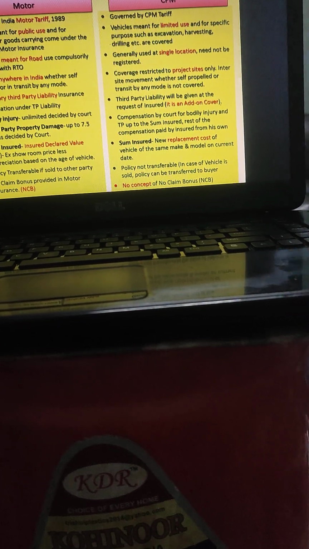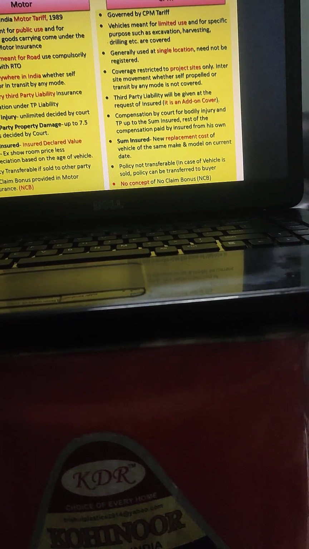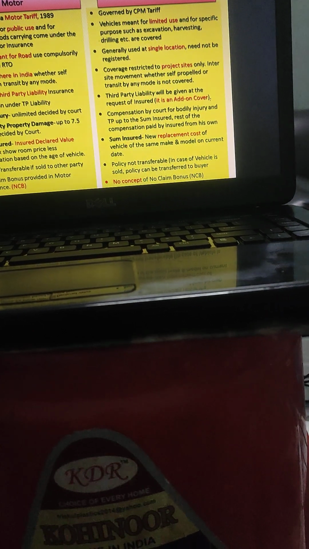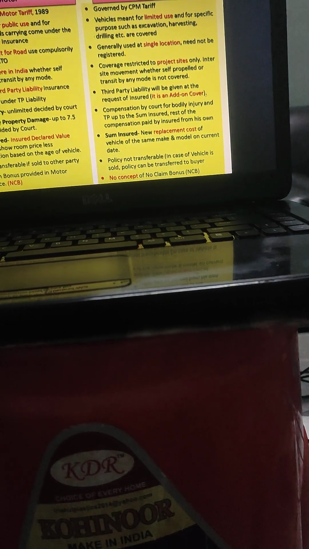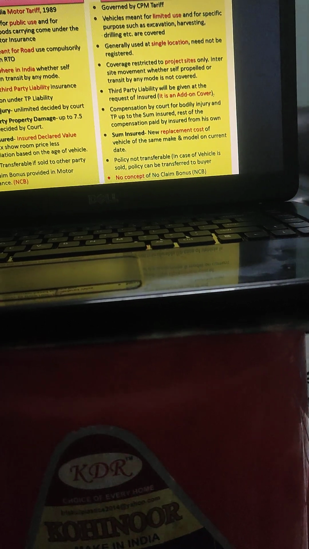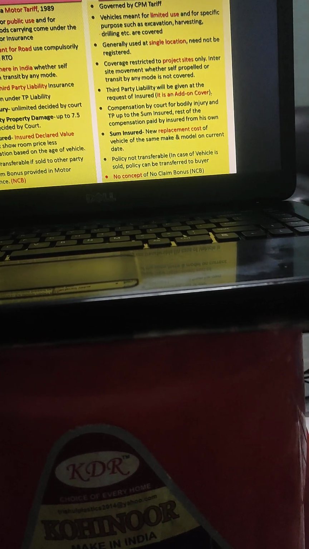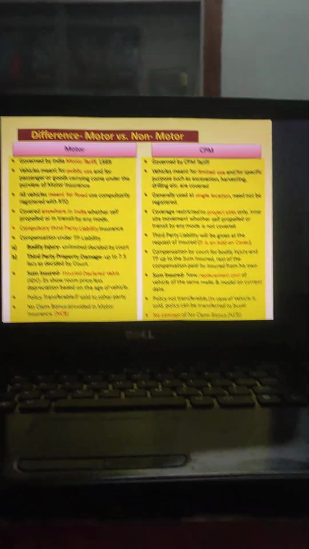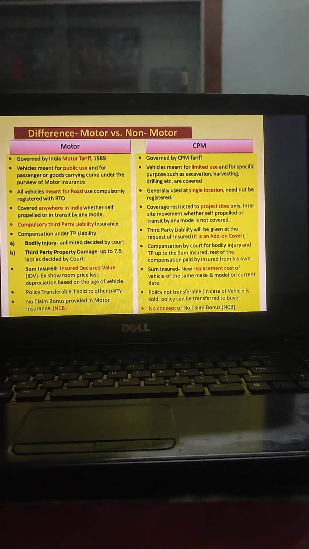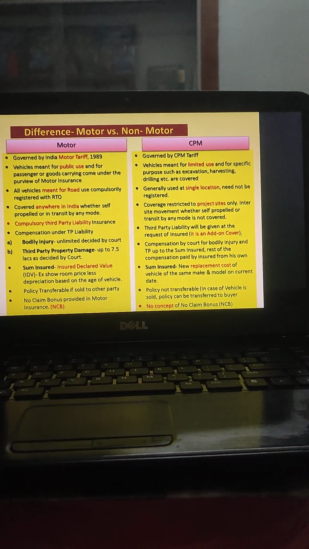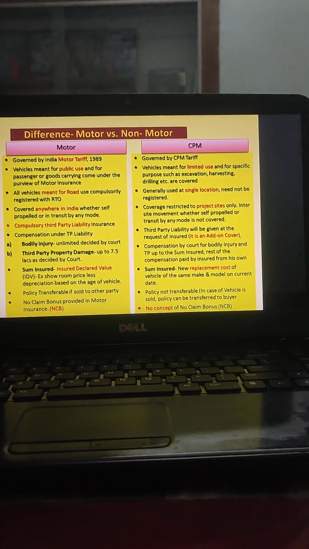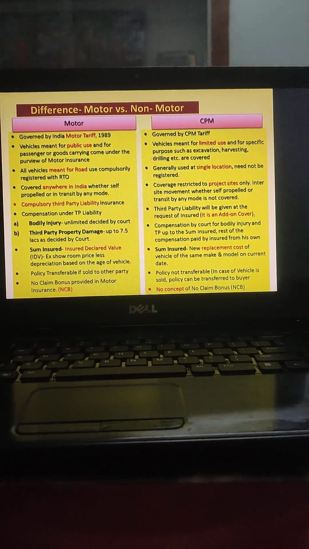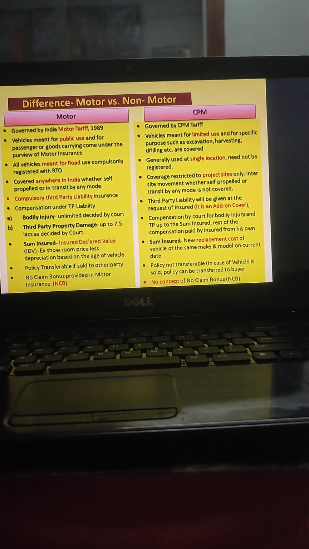In motor, compulsory third-party liability insurance is there, and that compensates under TP liability for bodily injury unlimited. Third-party property damage is up to 7.5 lakh. But in CPM, third-party liability will be given at the request of the insured. That is an add-on cover. And compensation by court for bodily injury and TP is up to the sum insured, rest of the compensation paid by insured from his own pocket.